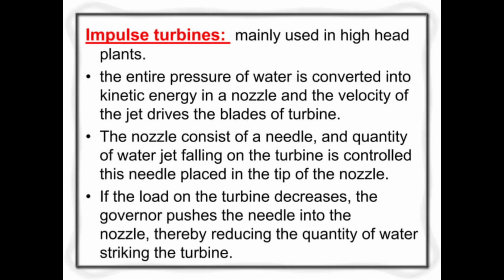The nozzle consists of a needle, and the quantity of water jet falling on the turbine is controlled. This needle is placed in the tip of the nozzle. If the load on the turbine decreases, the governor pushes the needle into the nozzle, thereby reducing the quantity of water striking the turbine.